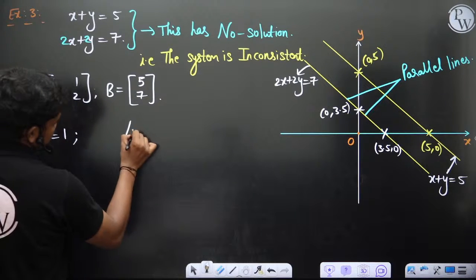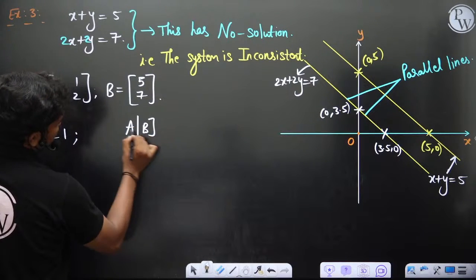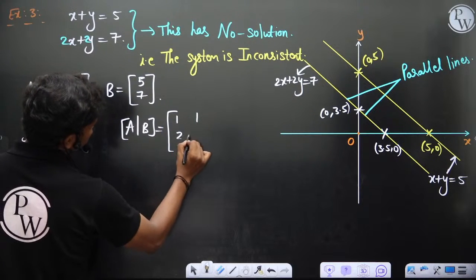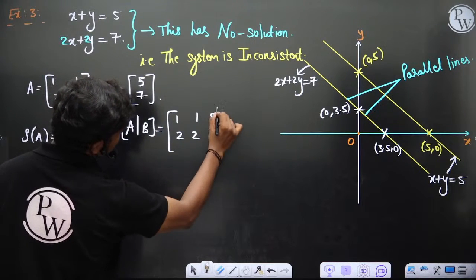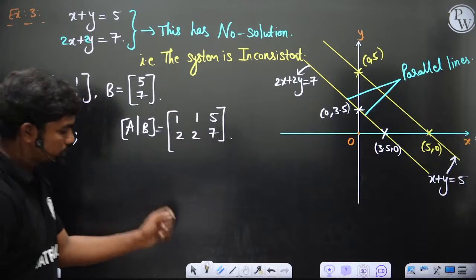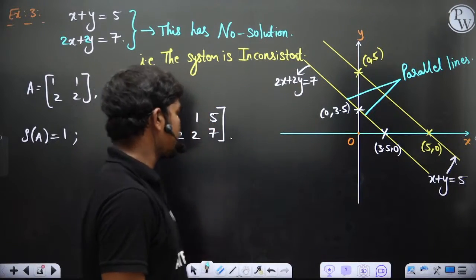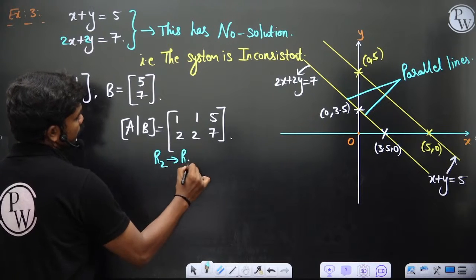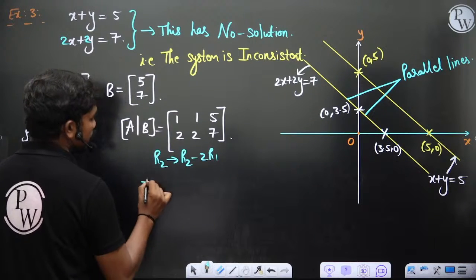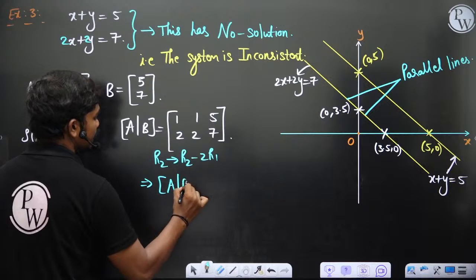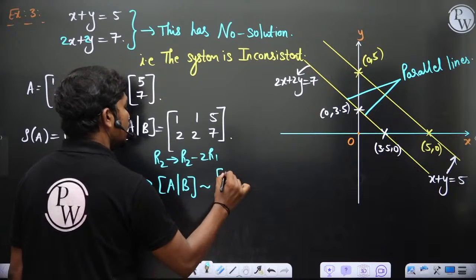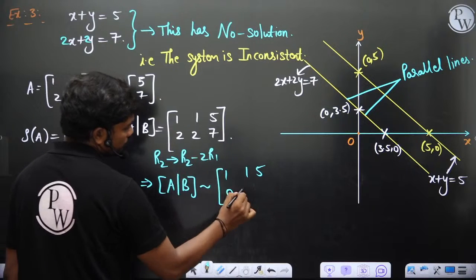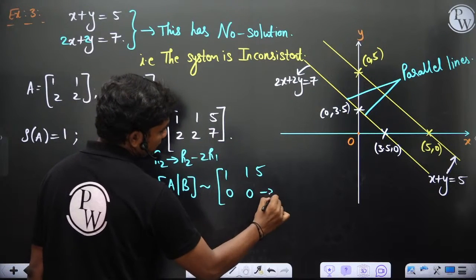Now calculating this A augmentation B, you will check rank of A augmentation B: 1, 1, 2, 2, then 5 and 7. Now here if you check what is the rank of this matrix, if you want to make this 0, R2 changes to R2 minus 2 R1. This implies A augmented B is equivalent to 1, 1, 5, then 2 minus 2 times of 1, 0, 2 minus 2 times of 1, 0, 7 minus 2 times of 5, which is -3.